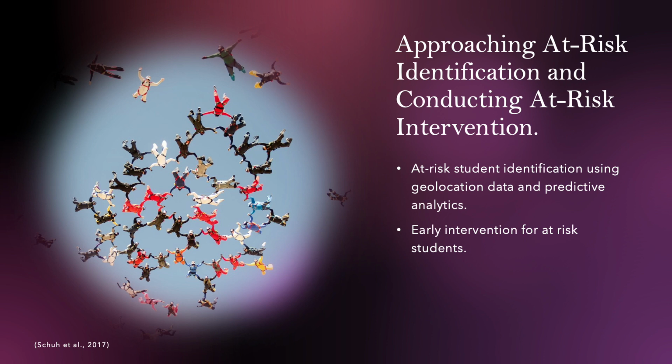Next, let's discuss at-risk identification and conducting at-risk intervention. The way that ACU should approach at-risk student identification is by combining the use of geolocation data and predictive analytics. First off, using predictive analytics is extremely useful. It would allow faculty at ACU to see patterns of students and find ways to help them if need be. When combining geolocation data with predictive analytics, identifying at-risk students becomes much easier.